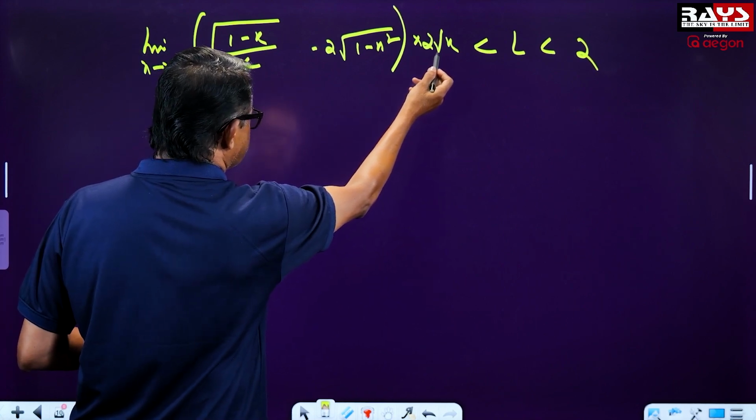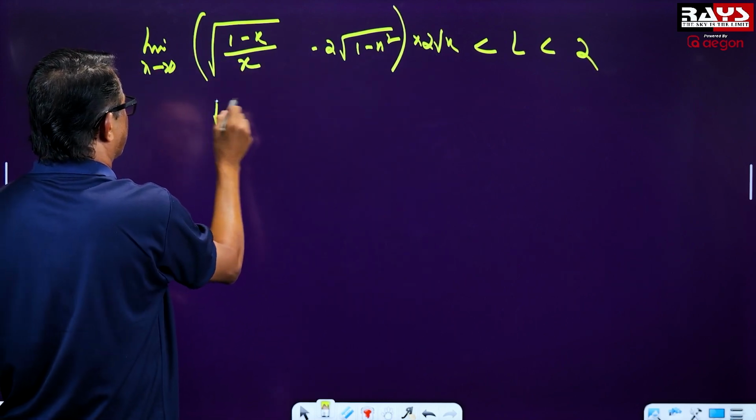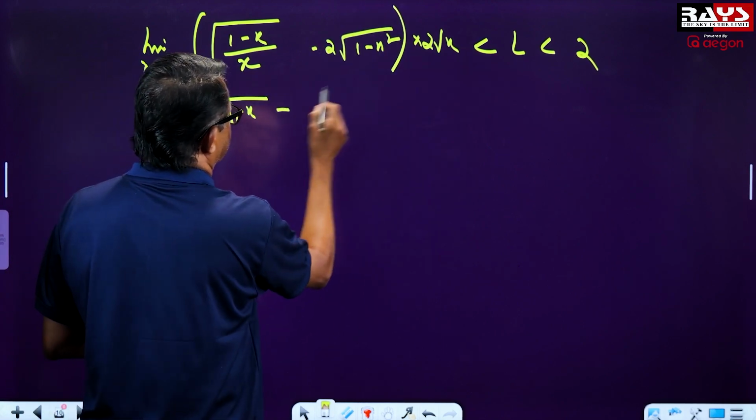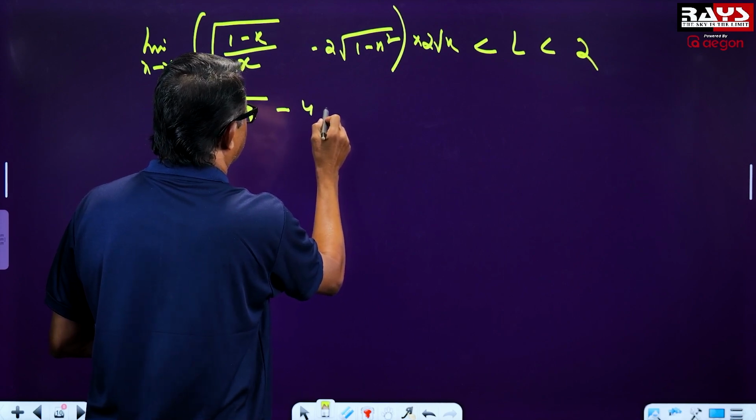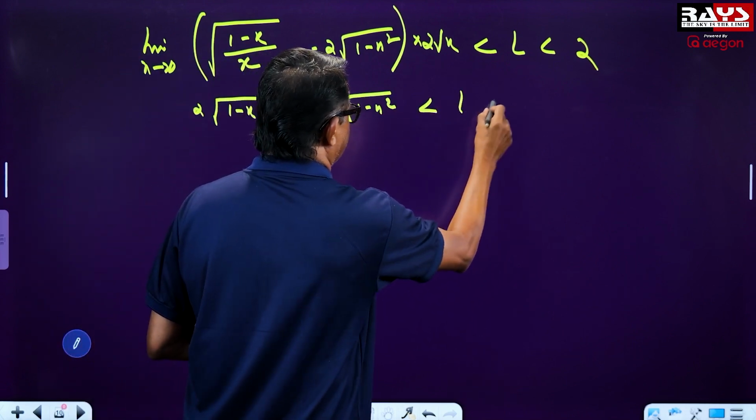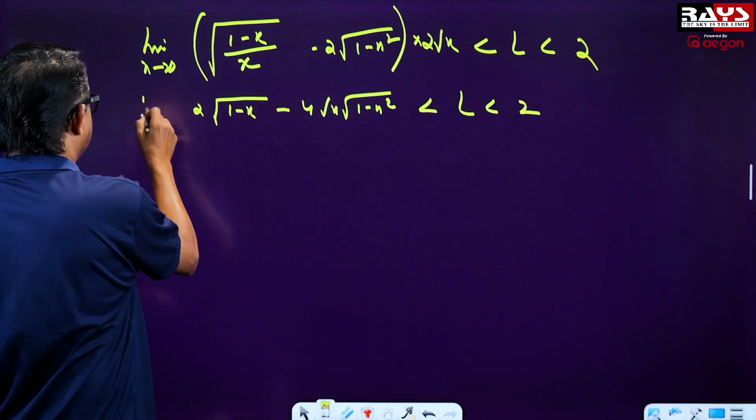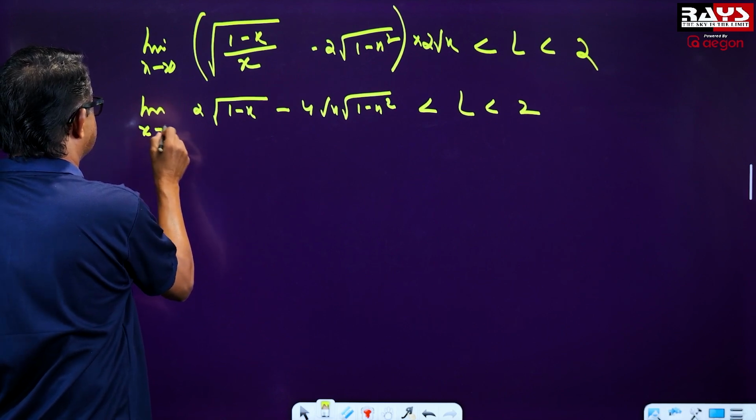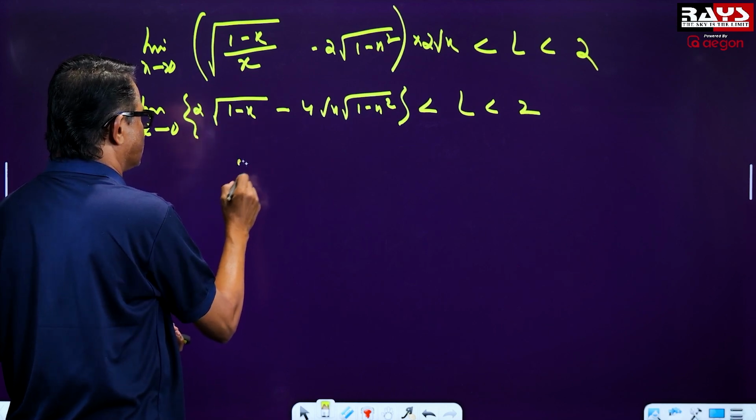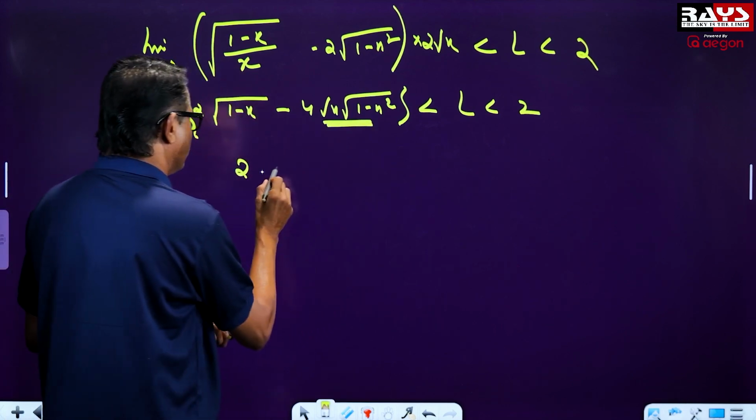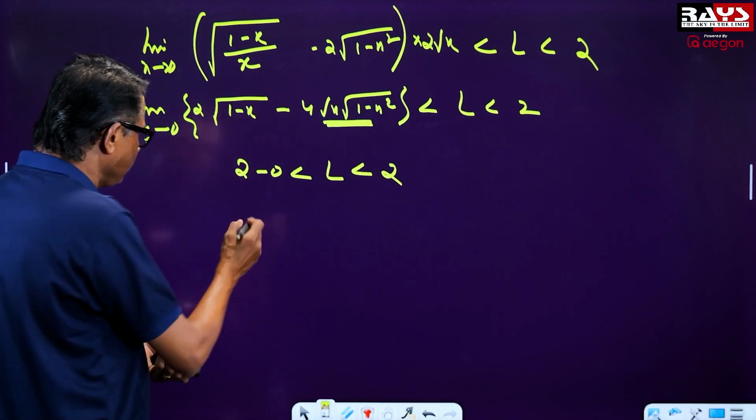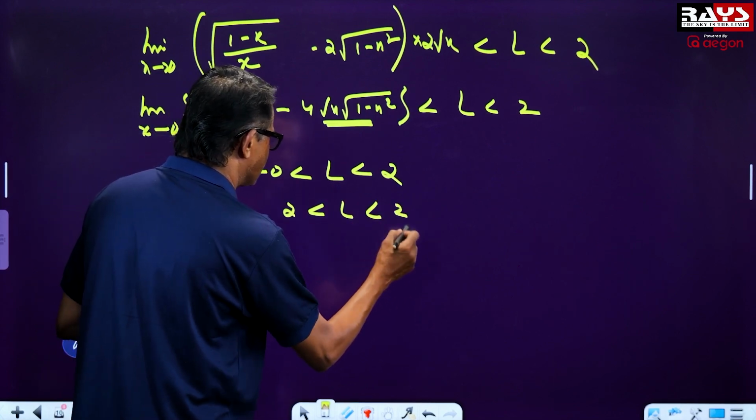When you apply this 2 root x into the bracket, you will get root of 1 minus x, because root x and root x cancel. So 2 into root of 1 minus x, minus 4 into root x into root of 1 minus x square, less than L less than 2. Now again, when you apply the limit x tends to 0, this is 2 into root of 1 minus 0, this is 2, minus this will become 0. So 2 minus 0, less than L less than 2. So that means the limit is lying between 2 and 2.